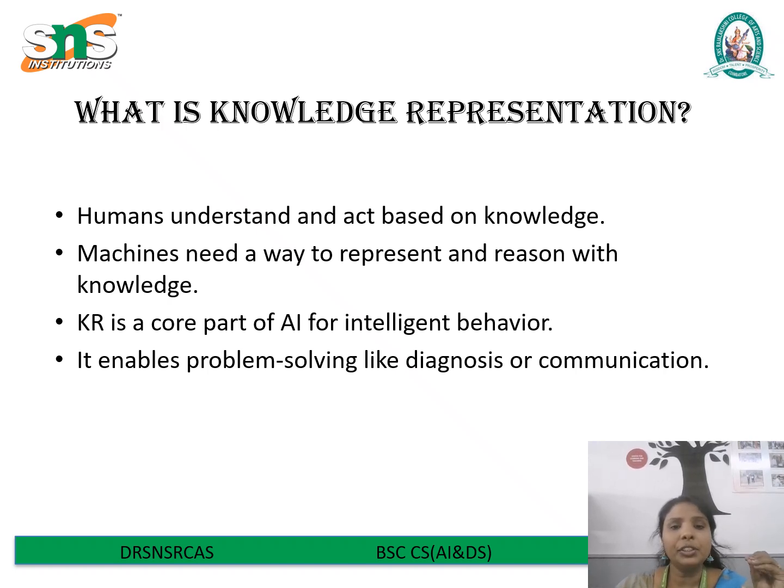Knowledge representation is considered a core part of artificial intelligence because it directly influences an agent's ability to make decisions, reason about the world, and behave intelligently. It's not just about data storage. It's about enabling the system to infer new information, recognize patterns, and solve problems. For example, in an AI system, we can use knowledge representation to diagnose a medical condition, have a conversation in natural language, or make strategic decisions in a game.